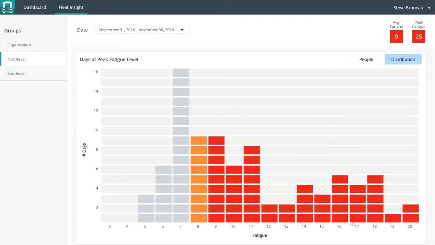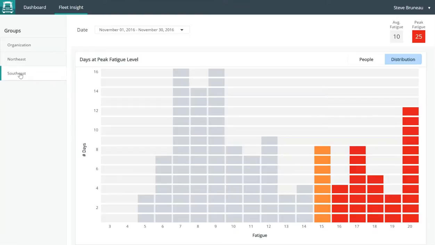as I mentioned. I then might want to say, well, how is that different than the Southeast? So I'll click to Southeast. In here, the fatigue threshold is not set at the same level. It's set at 16 because this group might be comprised more of nighttime drivers. And if I set it there, I can see the majority is still happening back here between 5 and 12, and I have less happening out here in the red.